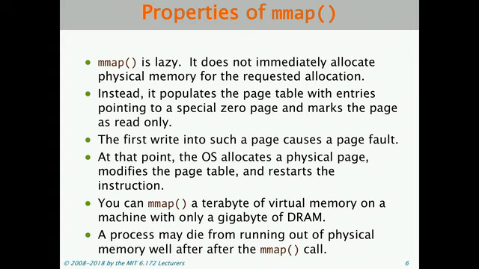Turns out that you can actually mmap a terabyte of virtual memory even on a machine with just a gigabyte of DRAM, because when you call mmap, it doesn't actually allocate the physical memory. But then you should be careful because a process might die from running out of physical memory well after you call mmap, because mmap is going to allocate this physical memory whenever you first touch it, and this could be much later than when you actually made the call to mmap.